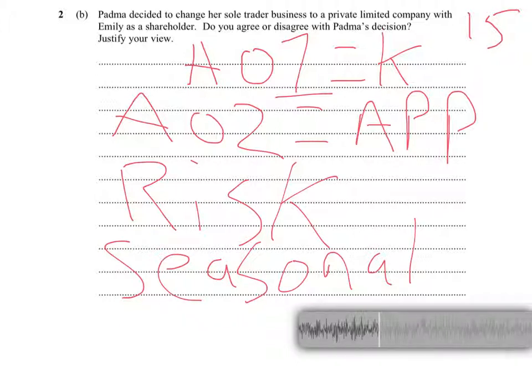Use terms such as to some extent I agree with the decision and to some extent I disagree with the decision, and then conclude with what in your opinion you think was the correct decision. Reasons for remaining a sole trader business also need to be analysed. Consider factors such as the fact that Padma will be handing over 40% of her business.